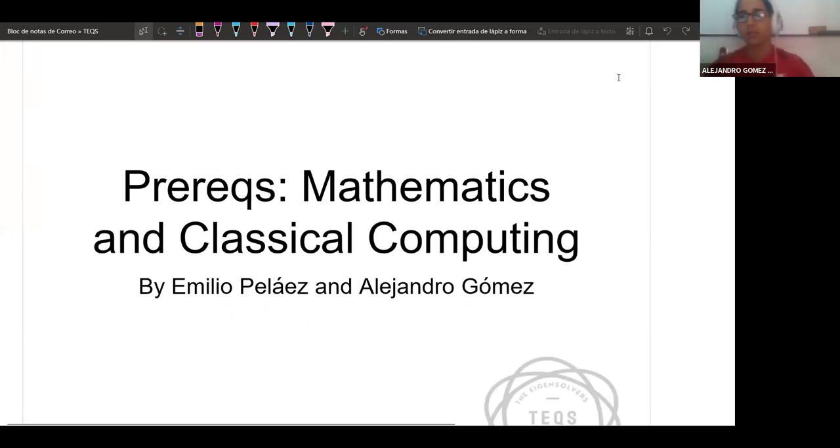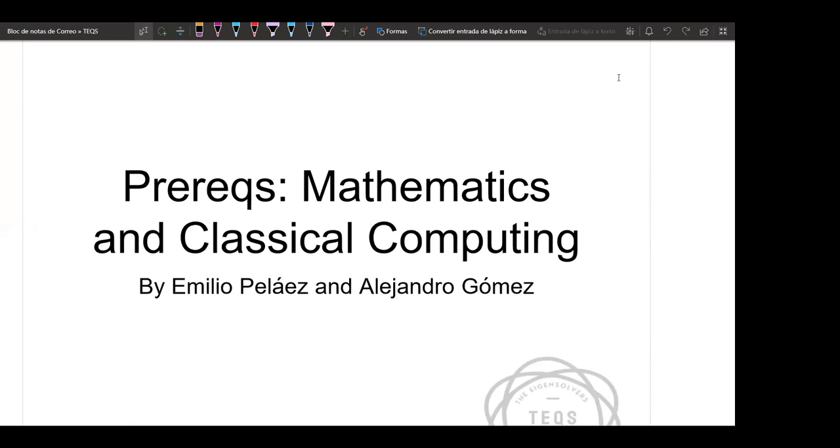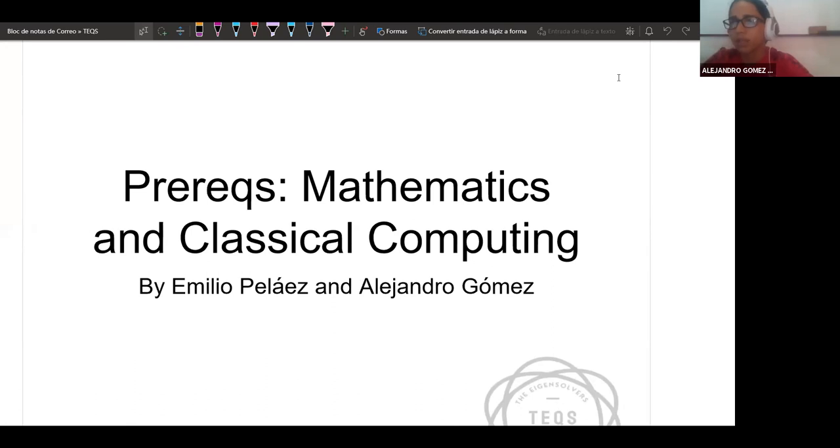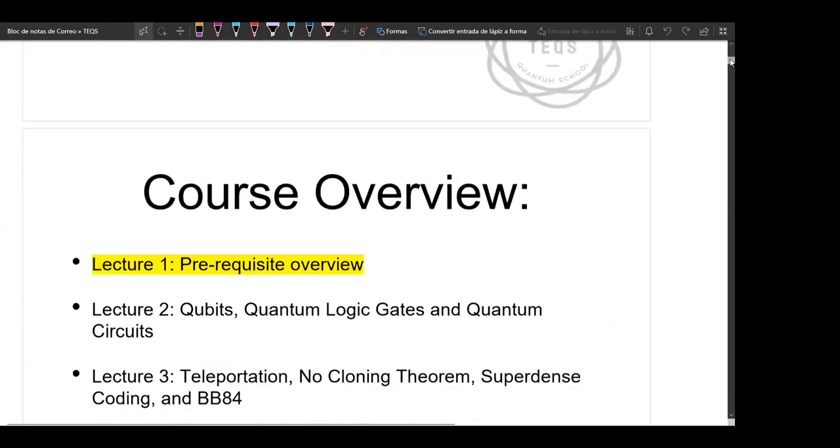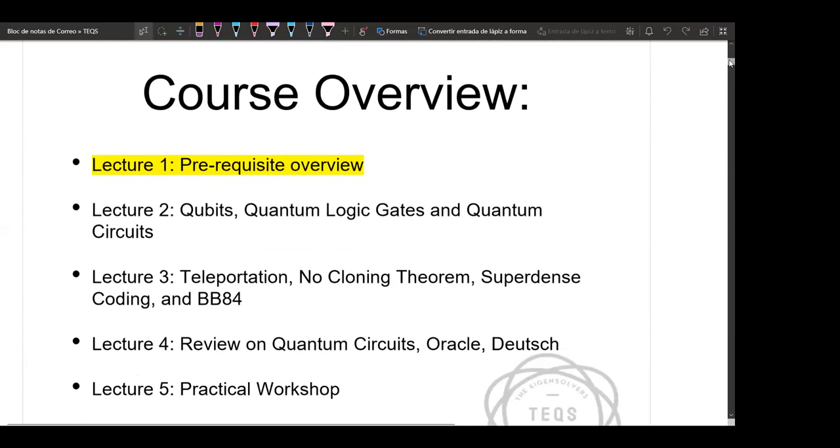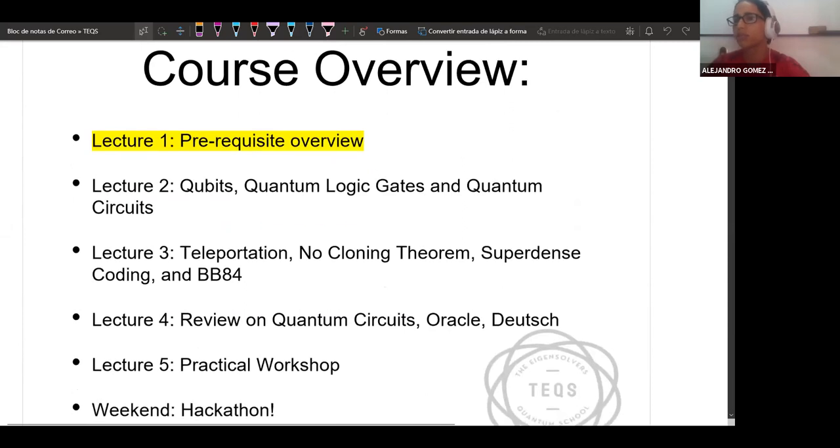Okay, so let's start with the first lecture in which we're gonna cover the prerequisites. This lecture was made by Emilio and me and Alejandro. So yeah, it's the mathematics and classical computing prerequisites that we're gonna need to compute some things and make some calculations for quantum computing. As Adam showed you, this is the course overview.